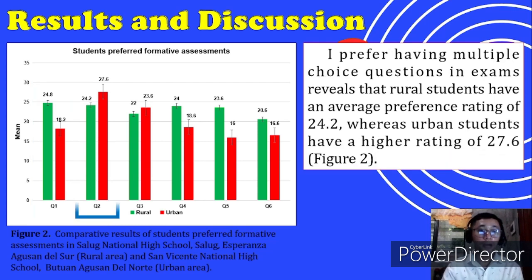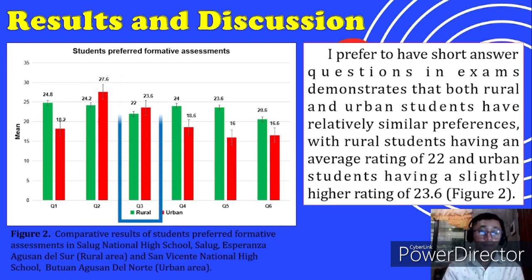In question number 2, "I prefer having multiple choice questions in exams," rural students have an average preference rating of 24.2 whereas urban students have a higher rating of 27.6. This indicates that the urban students on average have a stronger preference for multiple choice questions compared to rural students.